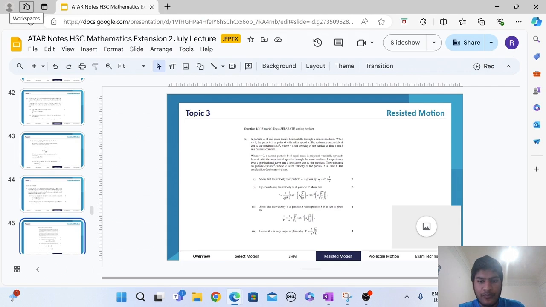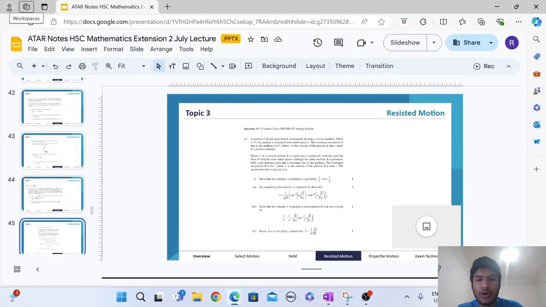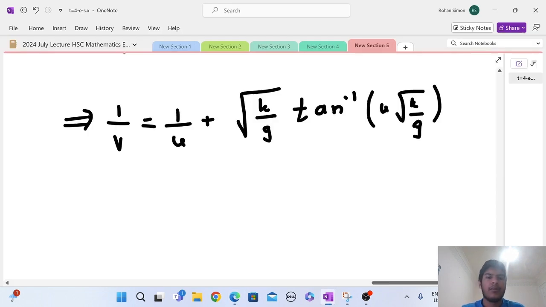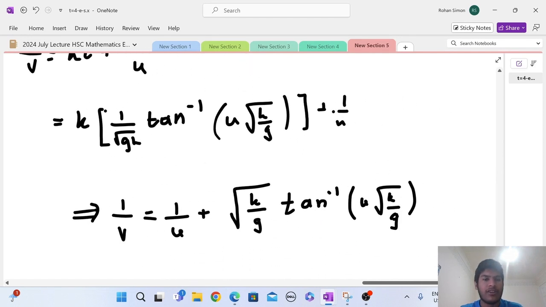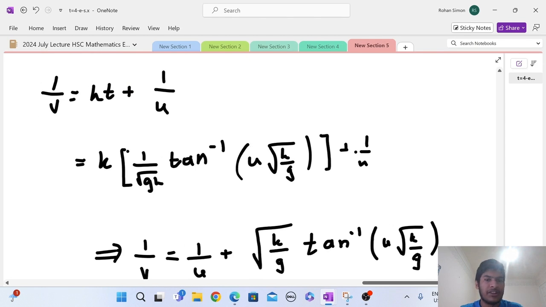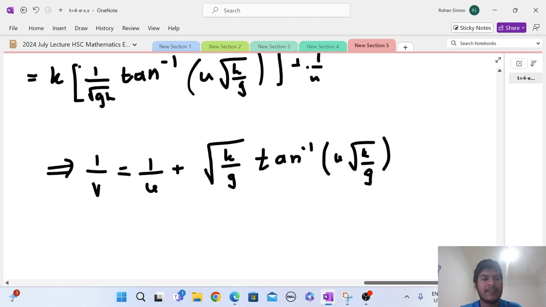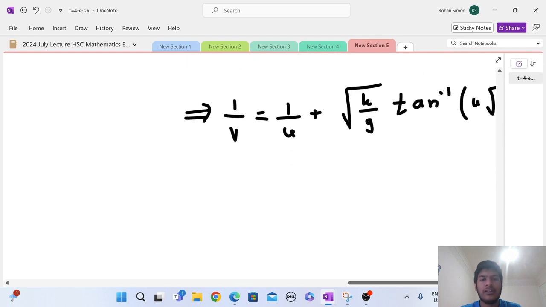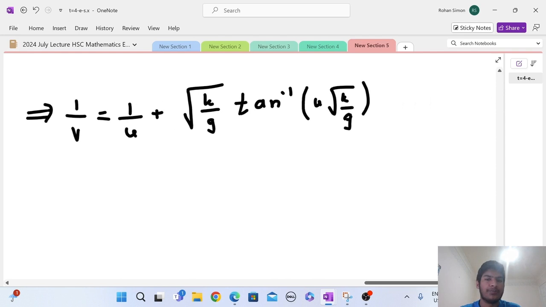Finally, part 4. Hence, if u is very large, explain why v equals 2 over pi root g on k. Because we have an expression here in terms of u, right? And we're looking at when u is really large, that just means that we're looking for what happens as u approaches infinity. So if u approaches infinity, this term here, 1 on u, becomes really, really small. That becomes negligible and 0.